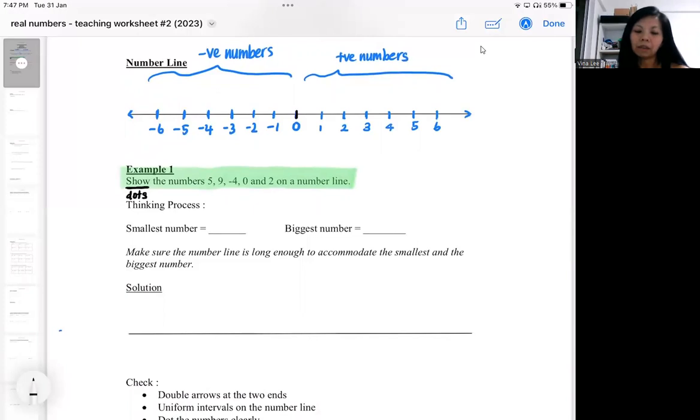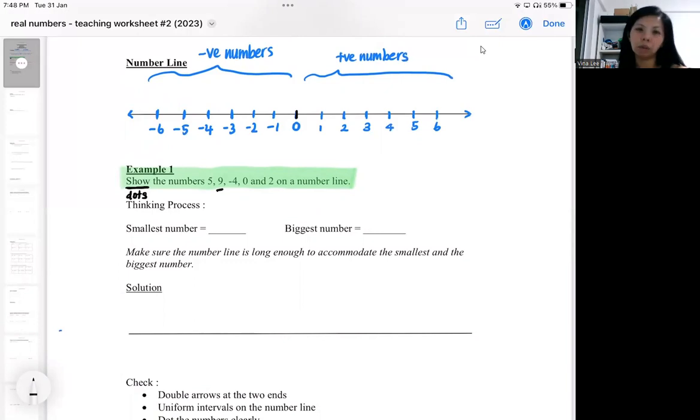Okay, so I must have a generic number line first. But obviously, a number line, like I mentioned, is super long. So you must show the parts of the number line that can accommodate all these numbers. Okay, no point you go and do a number line and then you couldn't have enough for, let's say, 9. Then you will tell me, oh, my number line is not long enough. So that is called bad planning.